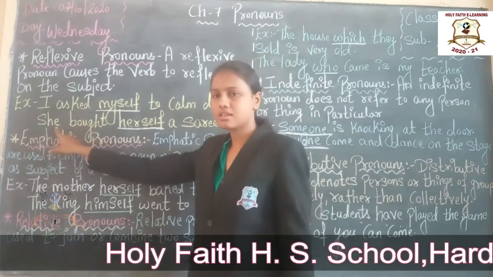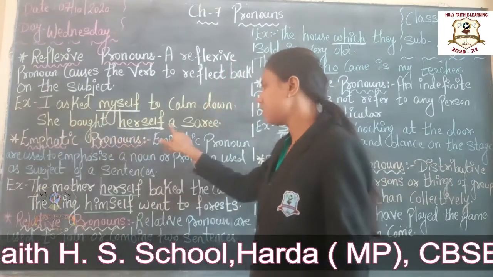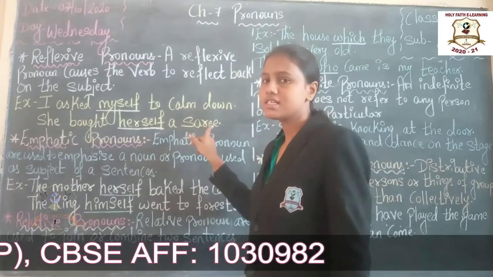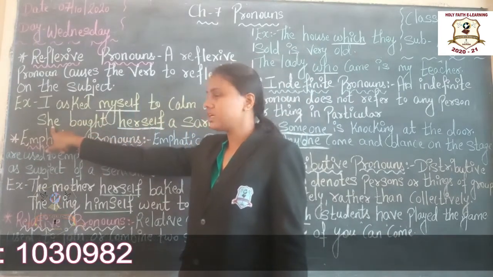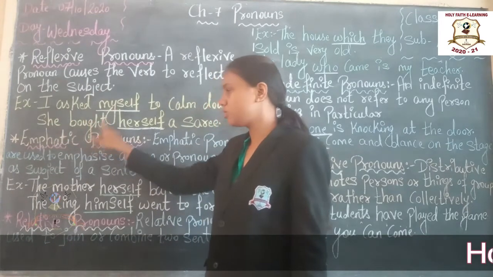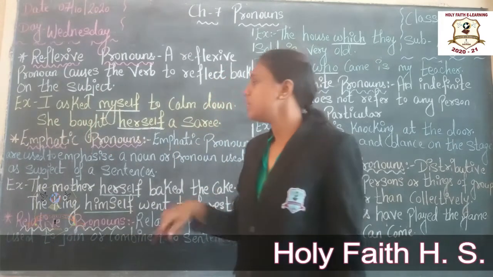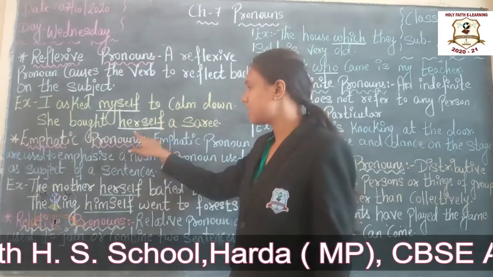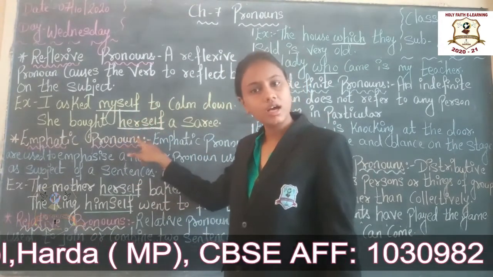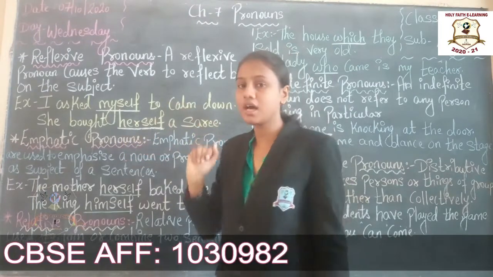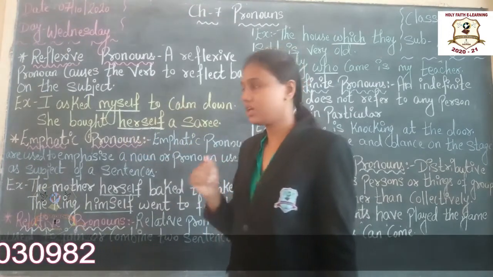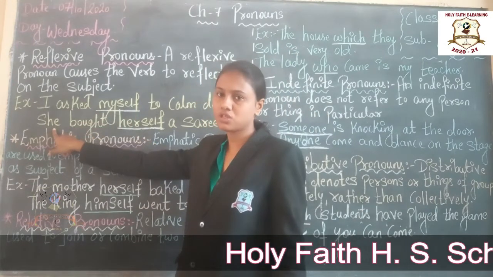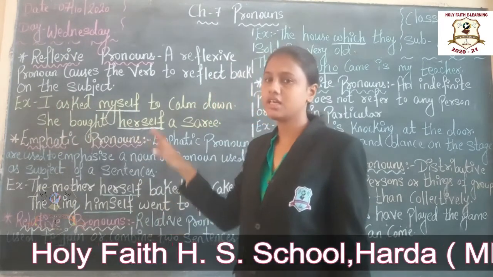Clear? See the next example. She bought herself a sari. Here, she is a subject. Bought is a verb. Now, for whom did she buy a sari? She bought a sari for herself. So herself is a reflexive pronoun. Here the word herself shows a reflection back to the subject she. Clear all of you?